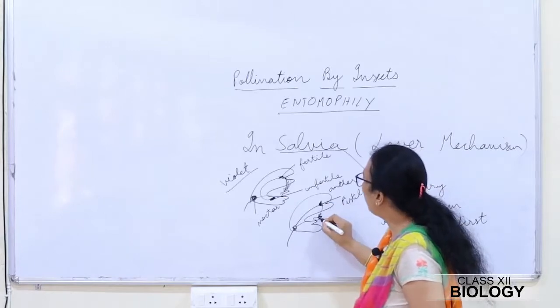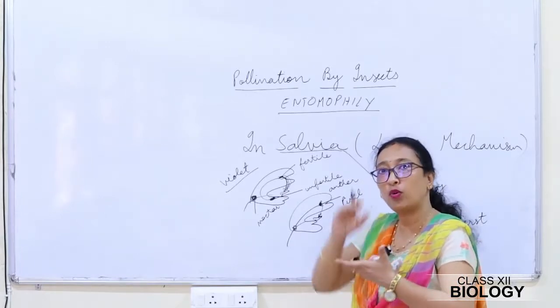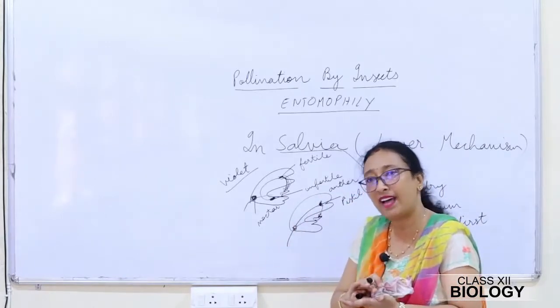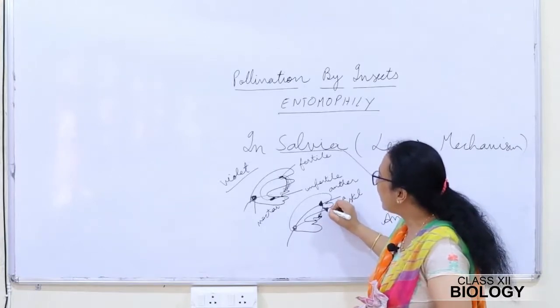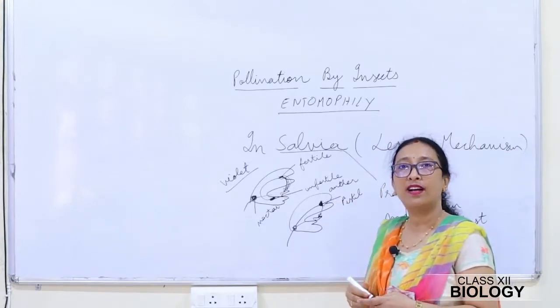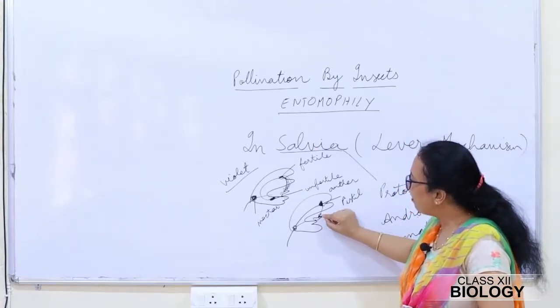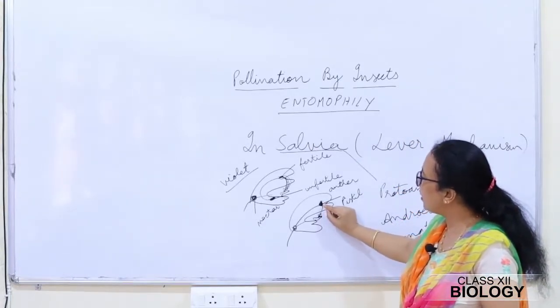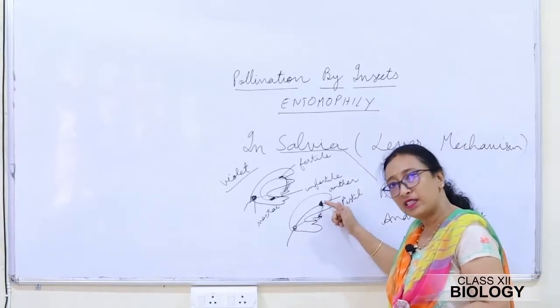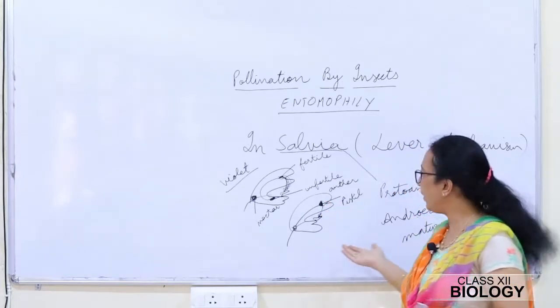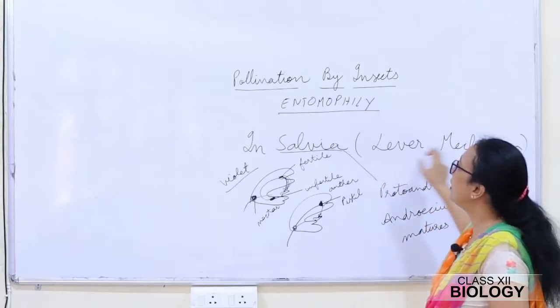When it touches the body of the insect, as the pollen grains are already on its body, they will go and attach to the stigma. And what is pollination? Pollination is the transfer of pollen grains from anther to the stigma. So pollen grain transfer has happened and hence pollination has happened. So this is following the lever mechanism.